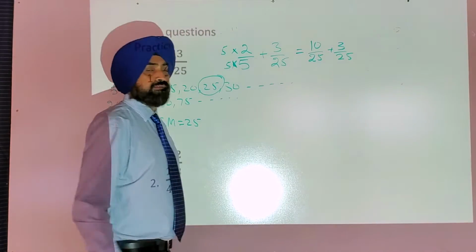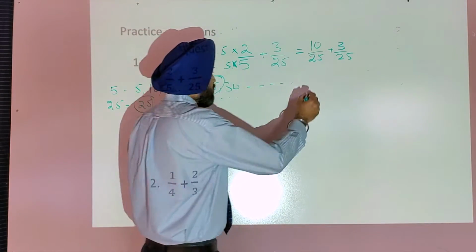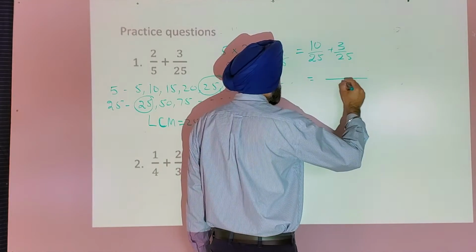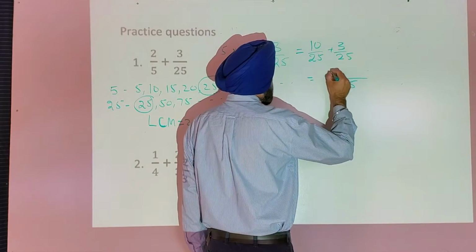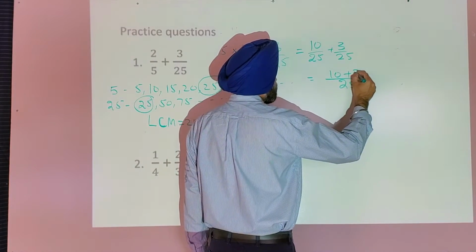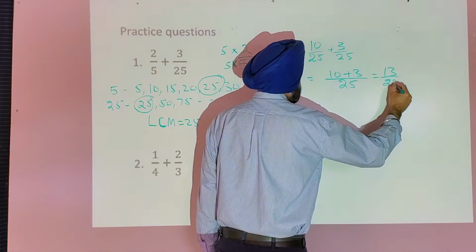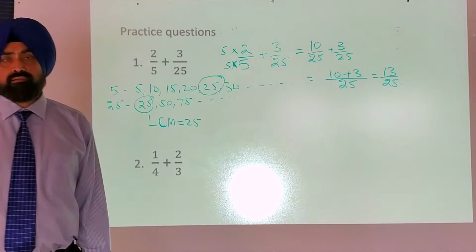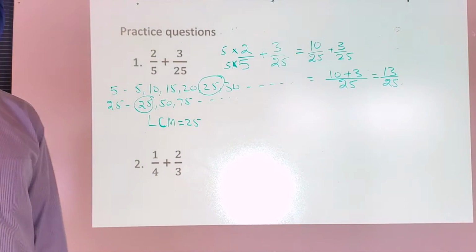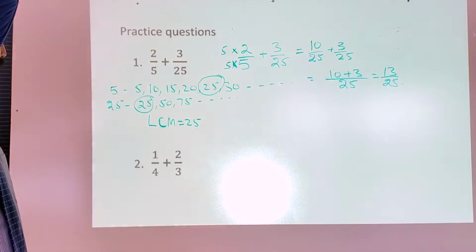See, now the denominator is the same. So write the denominator only once and add the top numbers. This is how we add if two fractions don't have the same denominator.